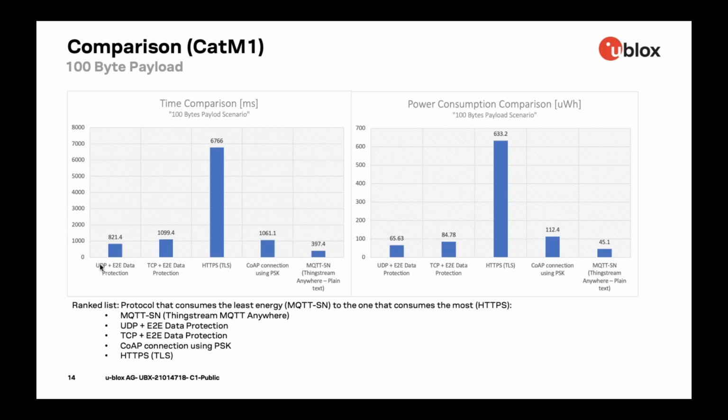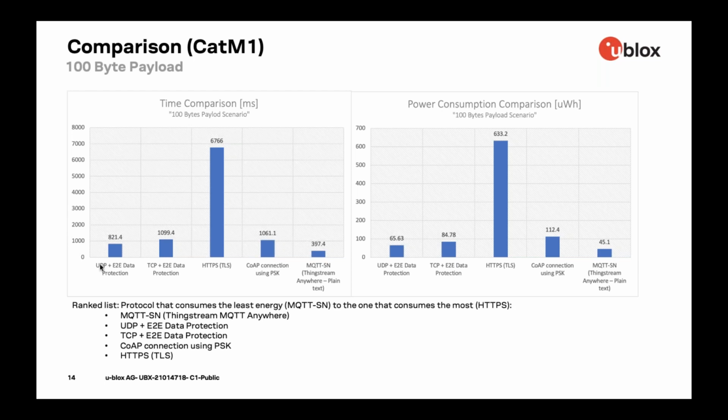We did another test using TCP with the same end-to-end data encryption. We used HTTPS using TLS for the encryption. We did a CoAP message using a pre-shared key, and then MQTT-SN using u-blox's MQTT Anywhere service, which is delivered through the Thingstream service delivery platform from u-blox. Now, MQTT-SN from u-blox has an added advantage in that the data is transmitted over UDP through a private and secure tunnel. So that data is never exposed to the internet, which means that you can just send plain text from the device. You don't need to worry about doing any kind of encryption at the device level.